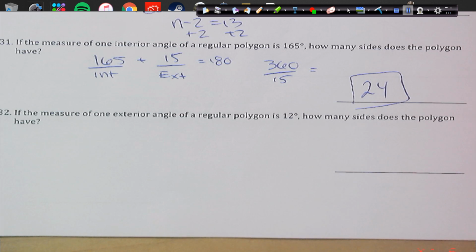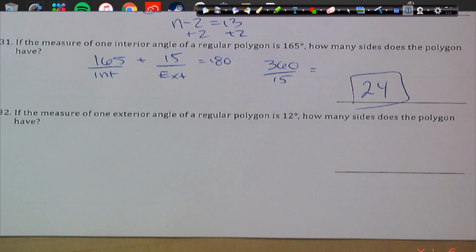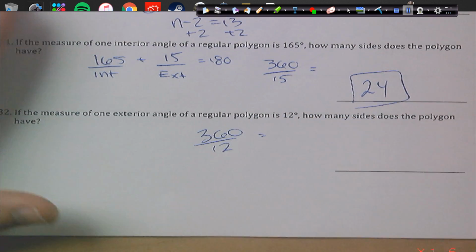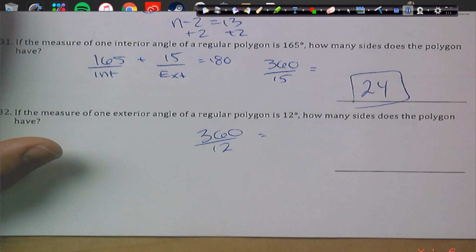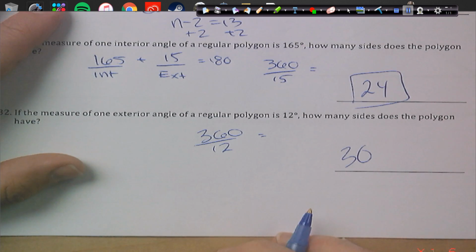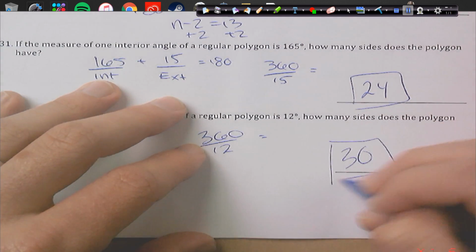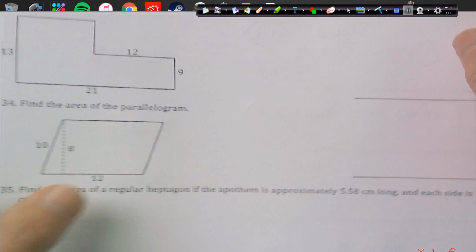The measure of one exterior angle of a regular polygon is 12. How many sides does the polygon have? This one's pretty easy. We just do 360 divided by 12. How many times does it fit in? 30 times. That gives us our answer. This section is going by pretty quickly.